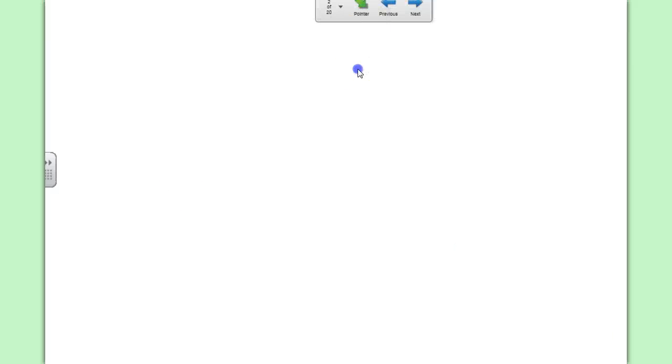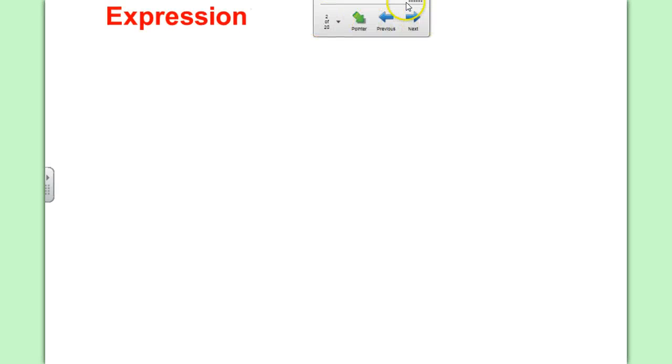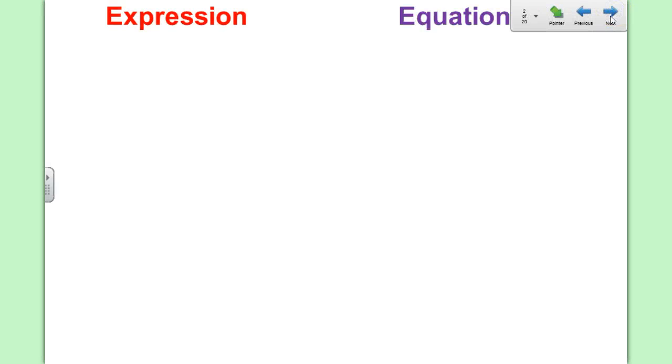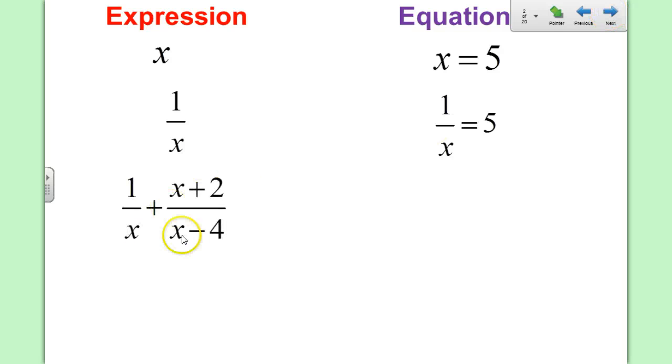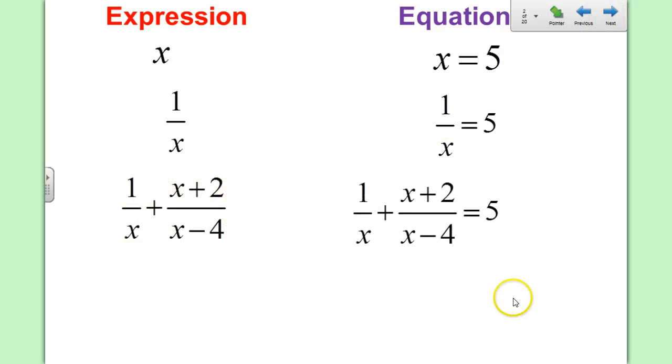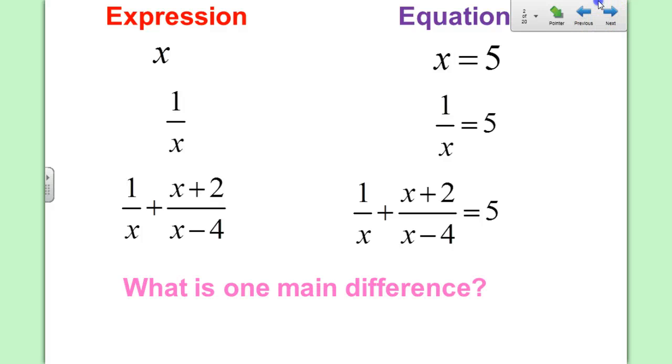the first thing that we need to consider is, what's the difference between an expression and an equation? What does an expression look like? Well, an expression might be something as simple as x, whereas an equation might be x equals 5. An expression might be 1 over x. An equation might be 1 over x equals 5. That is a pretty cool expression, but this would be an even cooler equation. What is the difference between an equation and an expression?